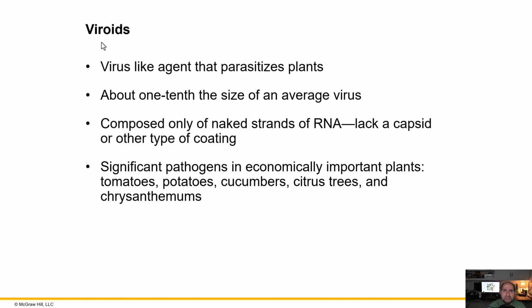Lastly, let's talk about another form of non-cellular infectious agent. These are known as viroids. These are comprised entirely of RNA, composed only of naked strands of RNA. They lack any protein capsid or any other type of coating. And these are significant pathogens in plants. They cause several plant disorders. And the way they work is by a process known as RNA interference or RNAi. Certain plant genes are shut off, and this can cause devastating consequences for the plant.